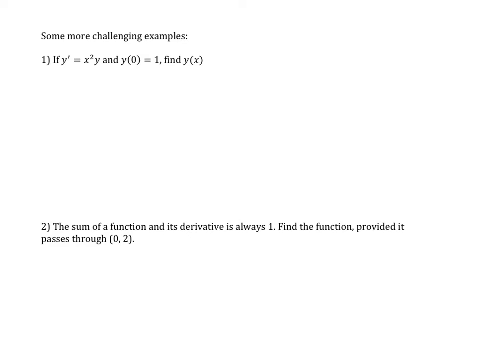All right, so if we have y prime equals x squared times y, and y of 0 equals 1, find y of x, okay? They're asking us for the specific solution here, the specific equation where the derivative of that equation would be x squared times y. So let's follow those steps we did above.